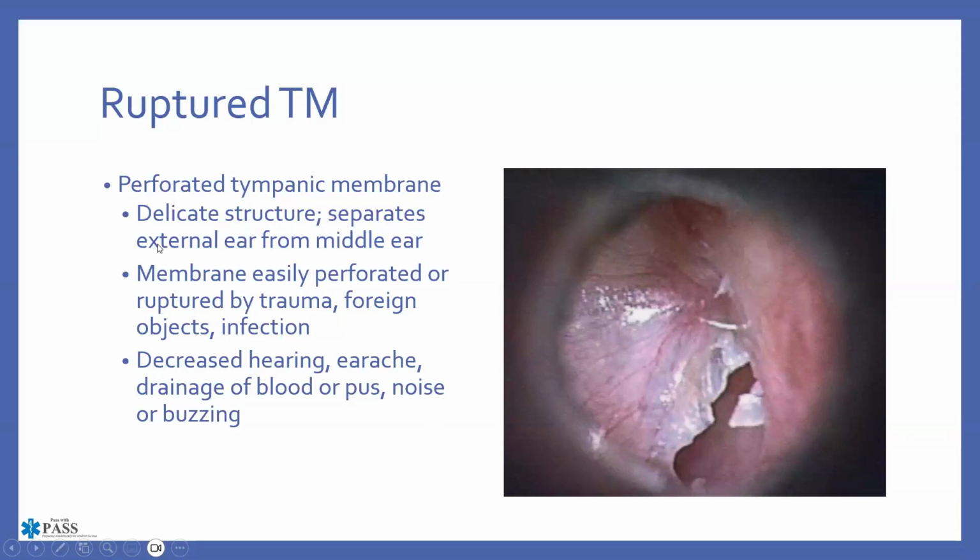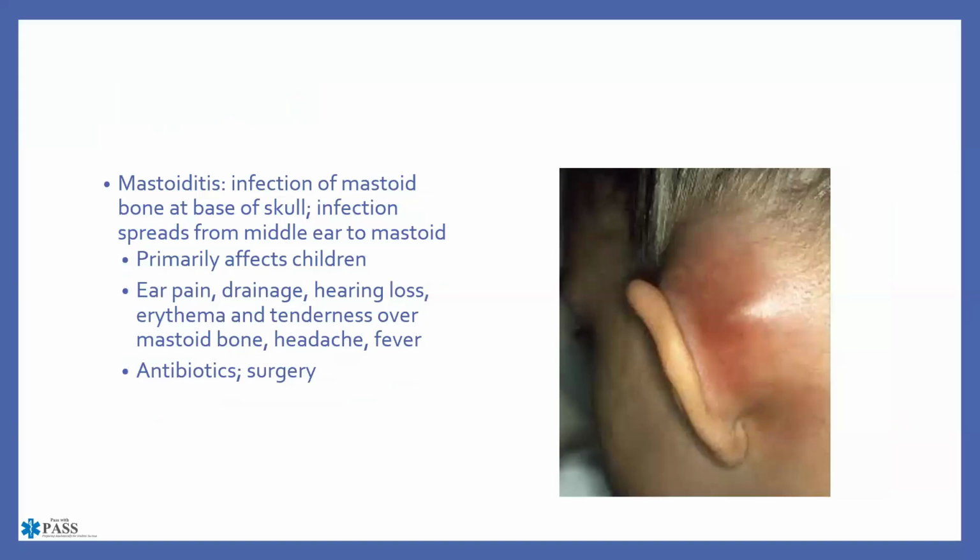So it is a very delicate structure, and it separates that external ear from the middle ear, and it can be easily perforated or ruptured by trauma, an increase in pressure, any type of blast injury, something like that. When that happens, the patient will have decreased hearing, earache, and drainage of blood or pus, and it is going to be an extremely painful situation for the individual. So think about administering some pain medication under your pain protocol that you would be following under normal conditions.